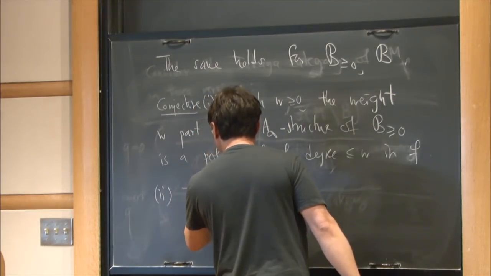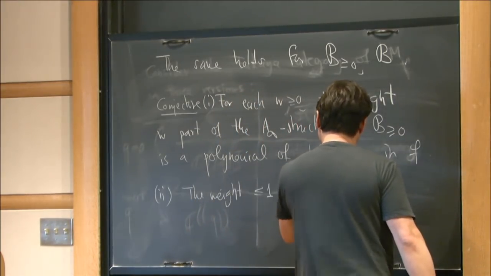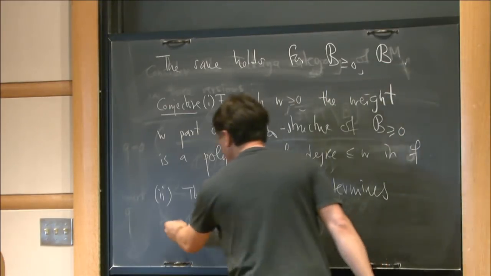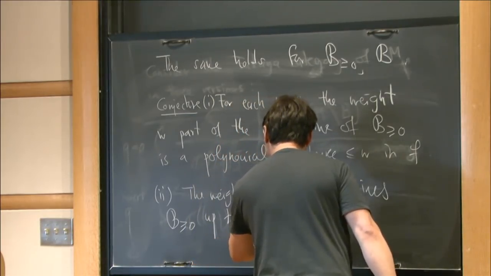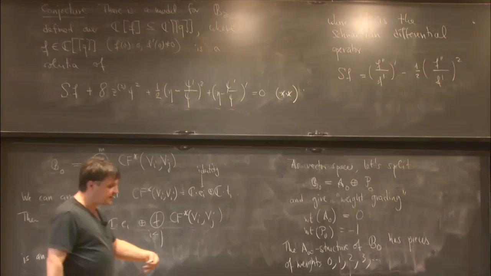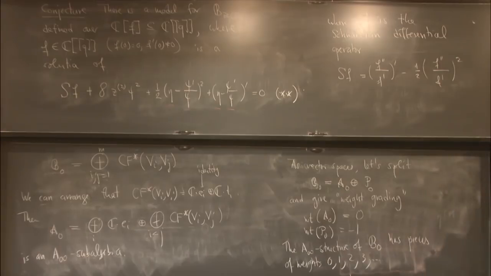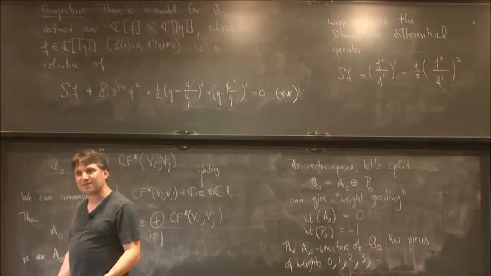The weight greater equal to 1 part determines the rest up to quasi-isomorphism. Okay, so basically all you need to know is the weight 0 part and the weight 1 part. The weight 0 part is constant in Q. So you can just set Q equals 0, and it's just a question of what you do in the affine variety, M minus the base locus. So that's a finite computation. It's a finite amount of information. It's given by finitely many rational numbers, okay?